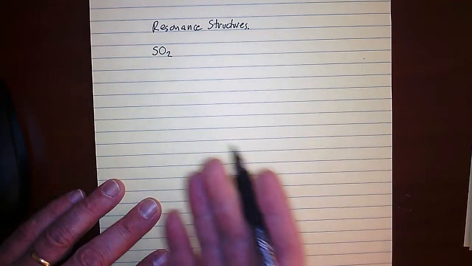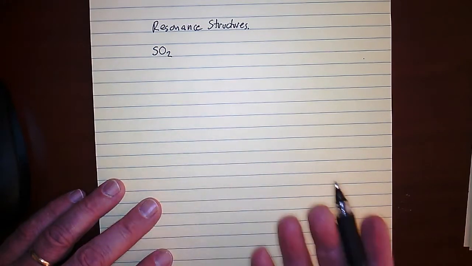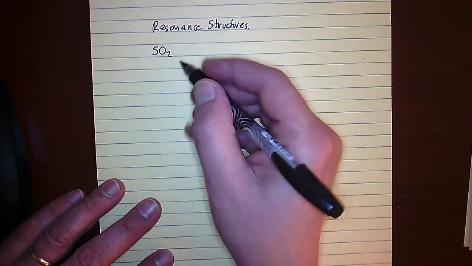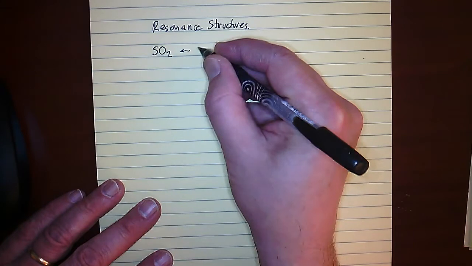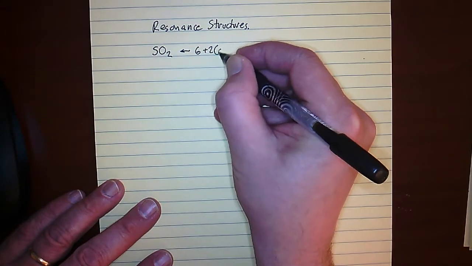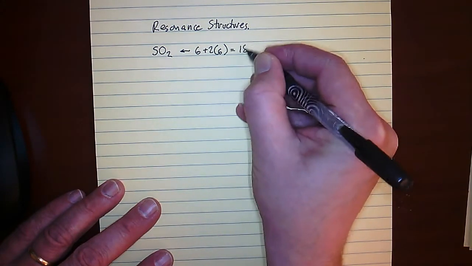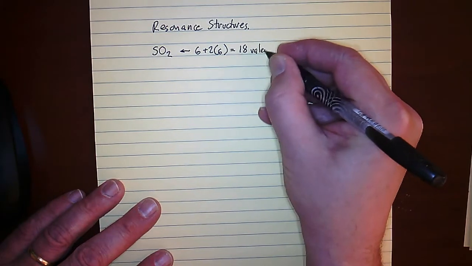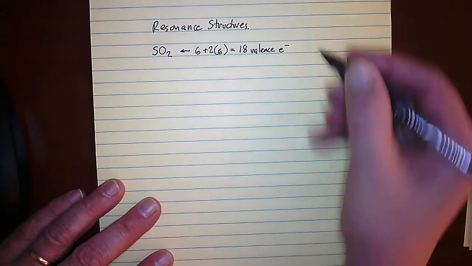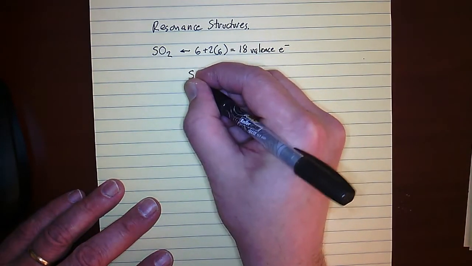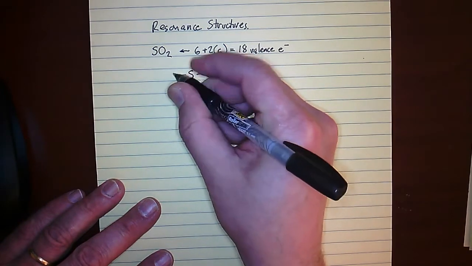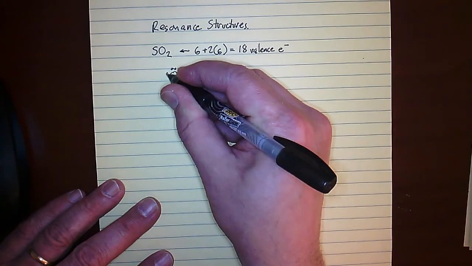Now you can't tell that SO2 has a double bond until we draw the structure, but if we draw this, we can tell that we have 6 plus 2 times 6 equals 18 valence electrons. If we run quickly through this, we put sulfur in the middle, we draw oxygen on the outside, and we fill in our octets.